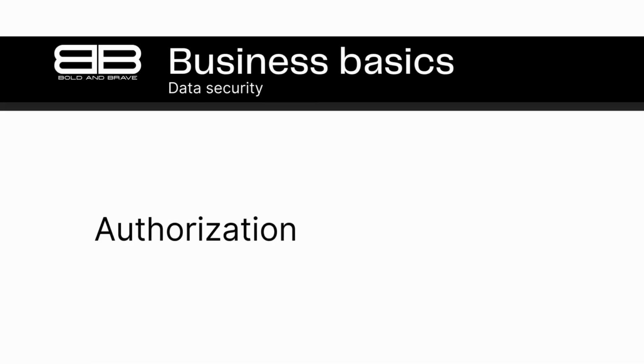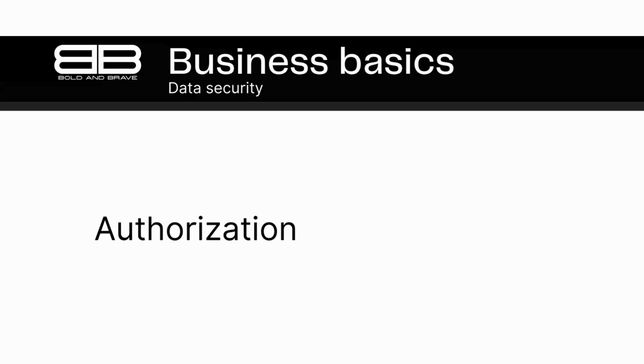Number 5. Authorization. Data security requires that users be authorized to access specific data based on their roles and responsibilities. This means that users must be granted access to data only if they have a legitimate need to do so.